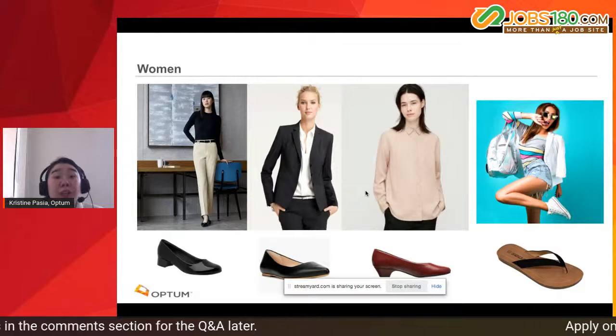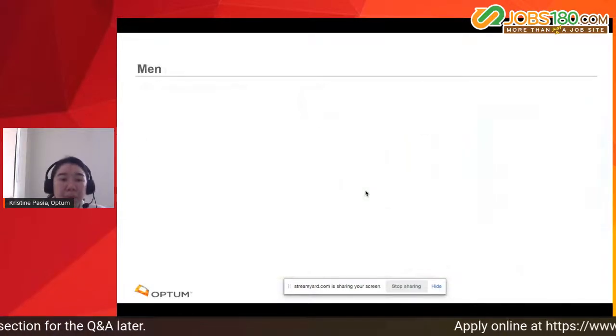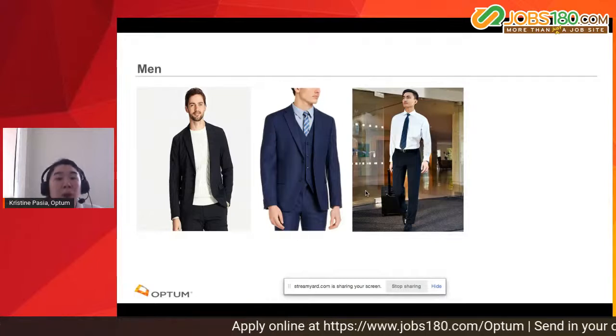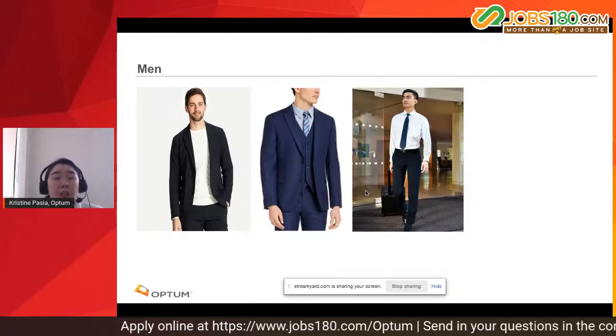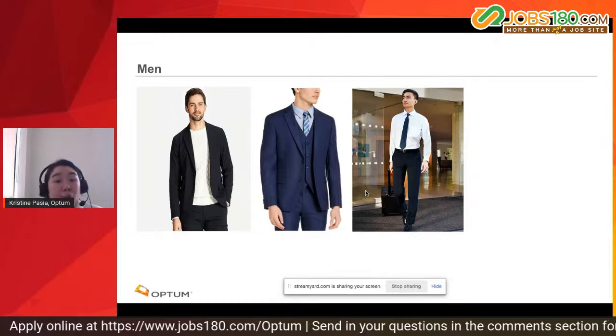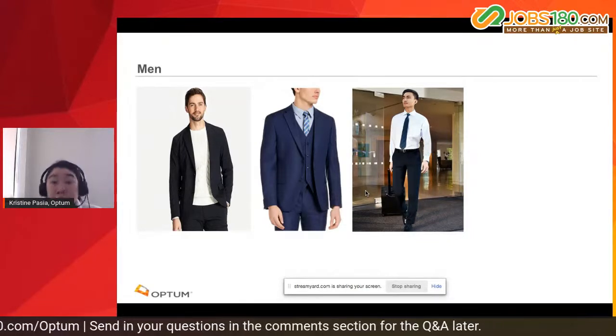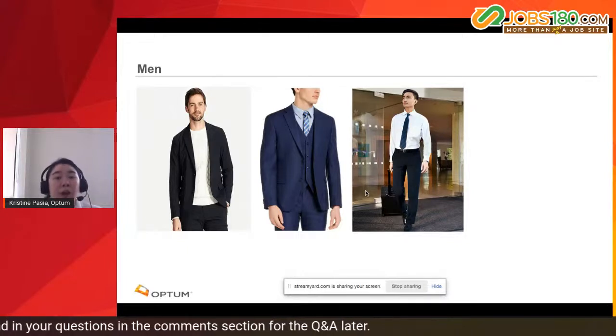Now, for the men, very similar to the women, you have to wear, of course, your white collared shirts, your polo shirts, your slacks. Don't forget your belt if you want to wear a belt. Long socks are very good with leather shoes.